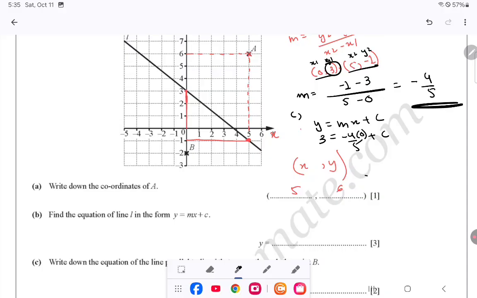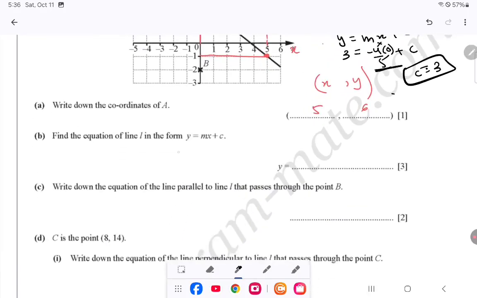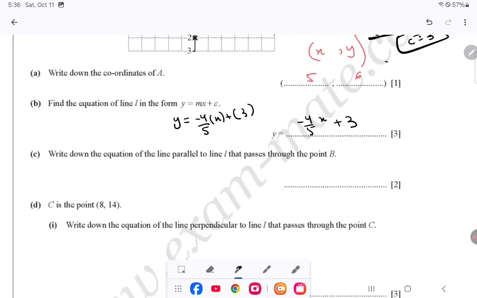So this whole term will automatically become 0 because it is multiplying with the 0. Now c is equal to 3. We calculated the value of c and we calculated the m. Just put it right here. y is equal to negative 4 over 5 x plus 3. This is our line equation in the form of mx plus c.